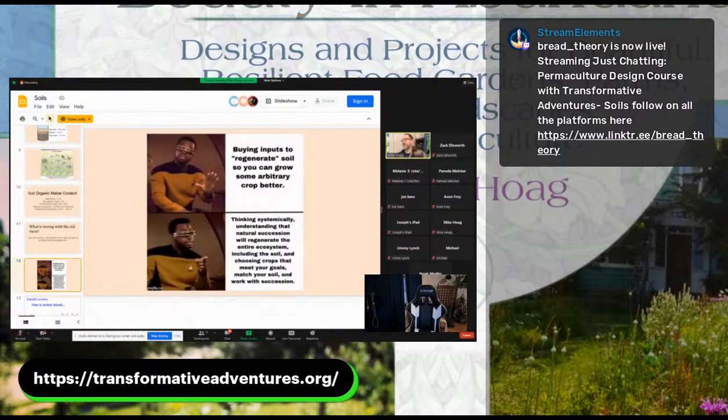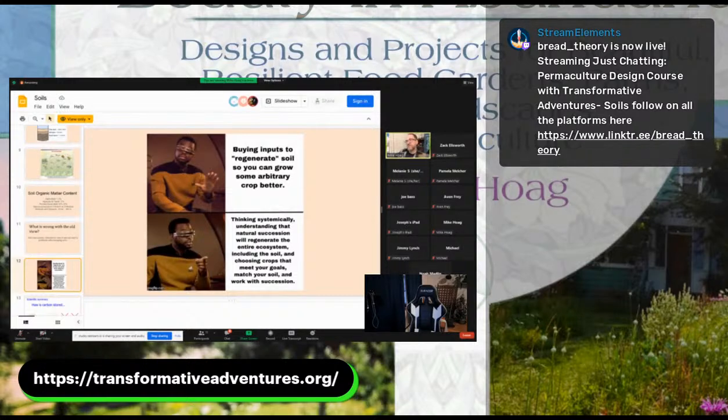So, one idea with the old paradigm is that if you've got a soil problem, no matter what your soil problem may be, maybe your soil lacks fertility, maybe your soil has too much sand so it doesn't hold fertility, maybe your soil has too much clay so it doesn't drain well, or maybe your soil is missing certain biology or missing certain nutrients, what you have to do is buy the inputs to regenerate your soil so that you can grow whatever arbitrary crop you want to grow better, right? That's kind of the old paradigm.